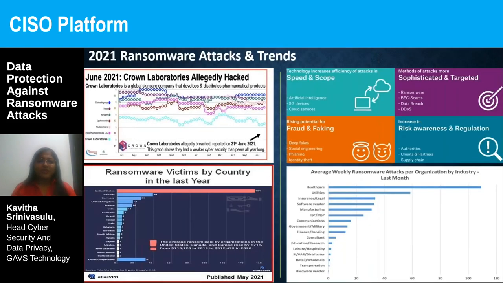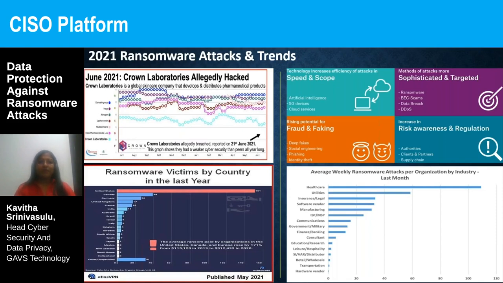Now, let's see what the trends in the market are, and how it is increasing on a day-to-day basis, right? So if you see here, in the last one year, the country-wise data that I've given, which was published in May 2021, the bottom left-hand corner, because the others are self-explanatory, this I just wanted to quote here is United States.